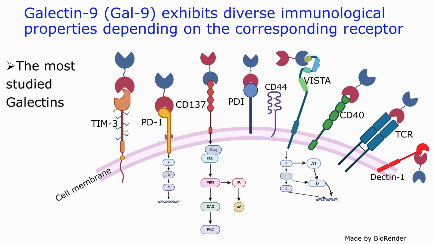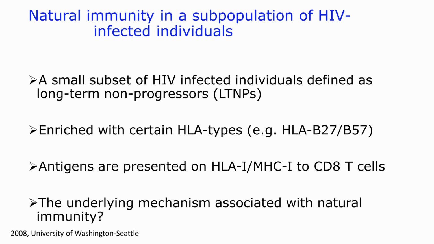So I start my talk, kind of my journey with galectin-9. It started a long time ago. In 2008, when I went to University of Washington to do my second postdoc, I was asked to answer this question: why does a subpopulation of HIV-infected individuals have natural immunity? There is a small population of HIV-infected individuals. They get infected with HIV, but they do not progress to AIDS, even if they don't take treatment. So they have natural immunity.